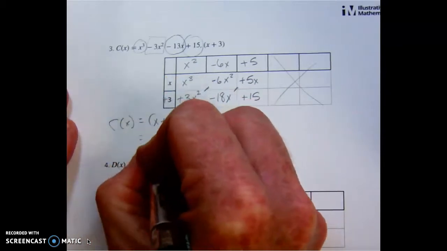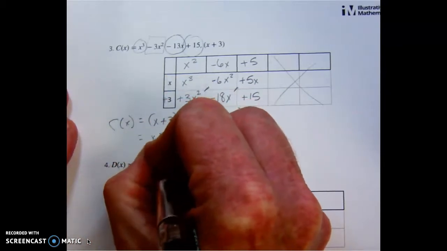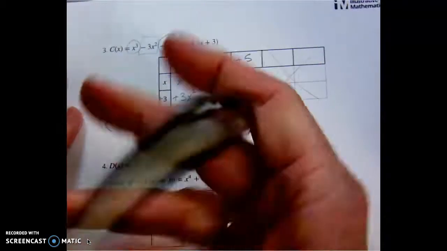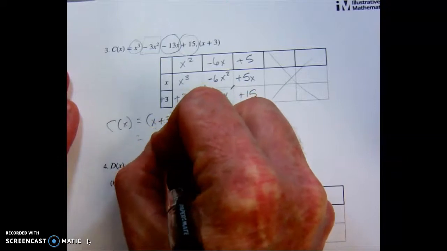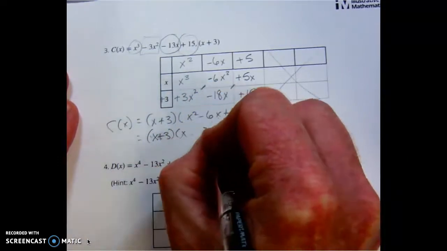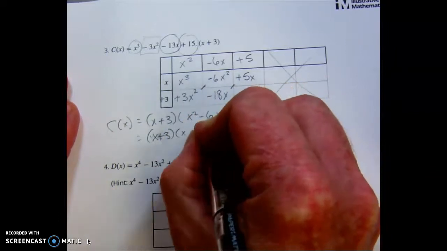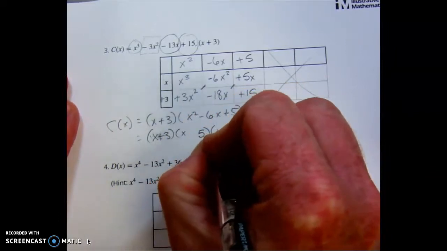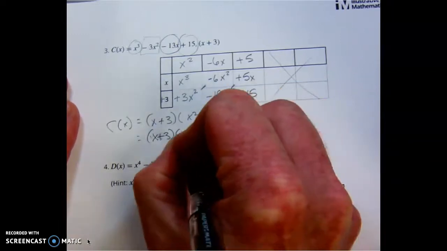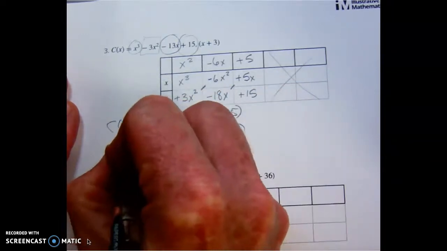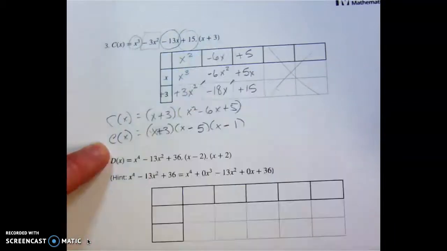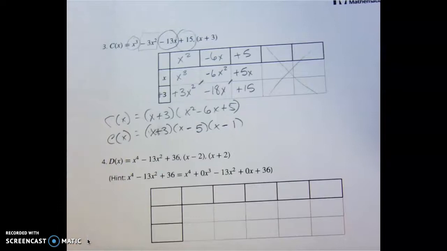Now I can go x plus 3, and I can factor the binomial. X and x, factors of 5 that add up to 6 are 5 and 1, and to get a negative 6 out of 5 and 1, they must both be negatives. And again, I could plug this into Desmos. They should be exactly the same thing.